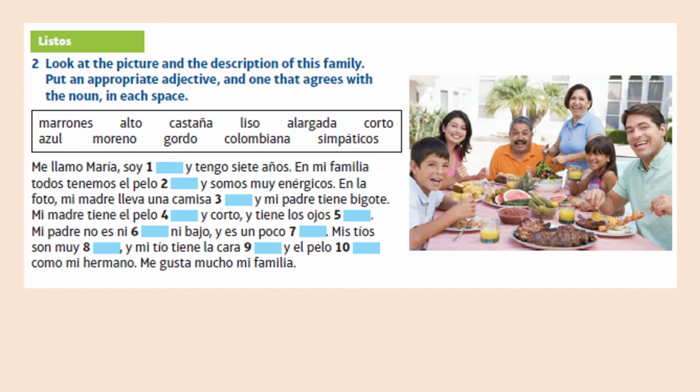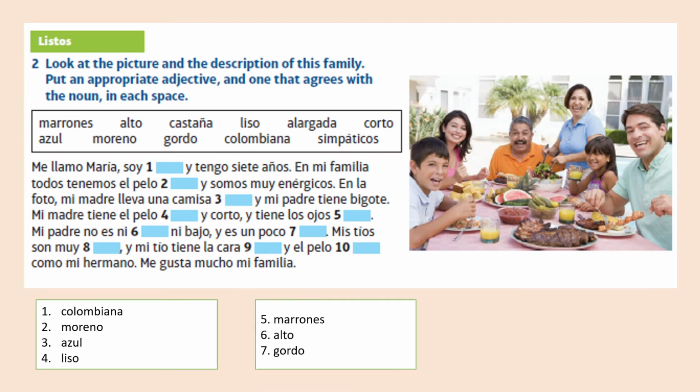Okay, brilliant. So these would be our answers, because Maria is the person, she's a girl, so we need to say she is colombiana, not colombiano. Number 2, moreno, because we're talking about brown hair. Azul, we've got a blue t-shirt. Liso, straight. 5, marrones, because you're talking about the eyes, los ojos marrones, so it needs to be plural and masculine. Alto, you are saying my dad is neither tall nor short.